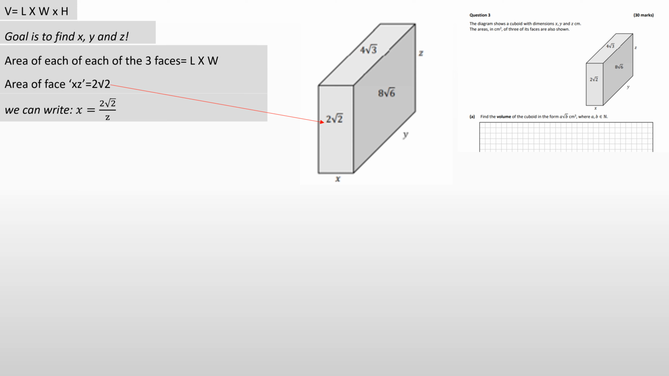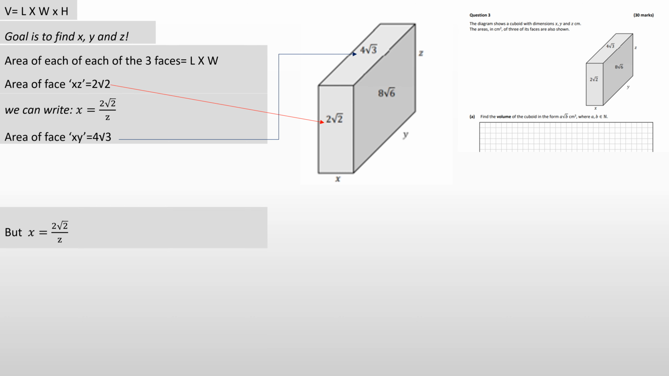Then we can rewrite that equation by isolating one of the letters. In this case, let's isolate x. So we write x equals something: we divide both sides by z, and we end up with x equals 2 root 2 over z. That's equation 1. We can do the same for the other faces. For example, the 4 root 3 face has dimensions x, the length, and y, the width, and they should equal 4 root 3 when you multiply them together.